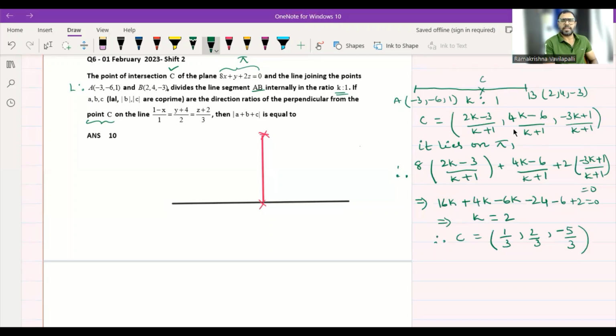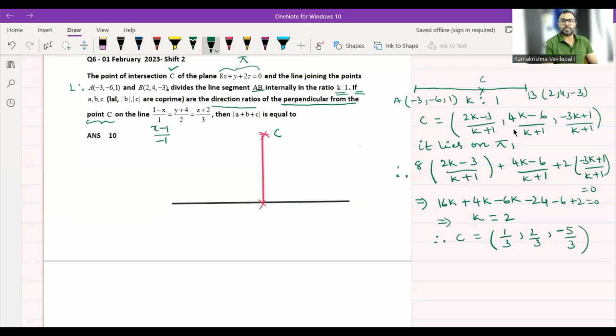What is the second part? If A, B, C, where mod A, mod B, mod C are coprime, which means that you should not multiply any number. They are coprime means the GCD of these three numbers after taking modulus must be 1. Are the direction ratios of the perpendicular from C on this line? Again, you see this line is not in standard form. So you must write that this is x by -1.